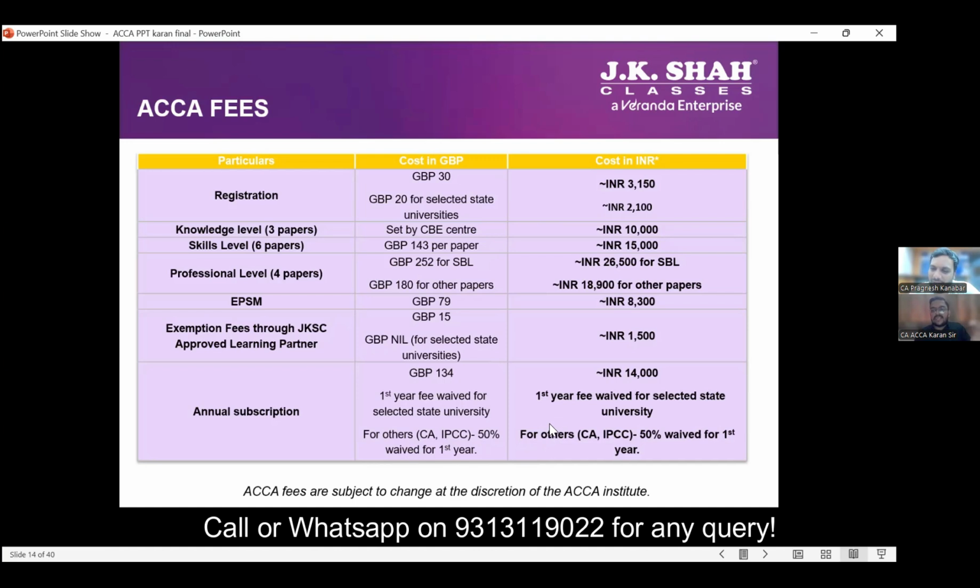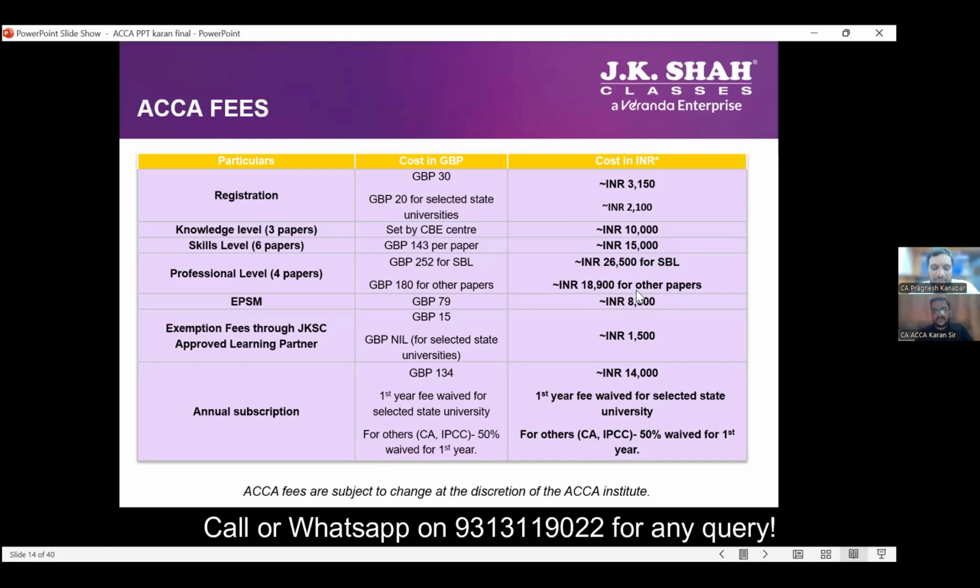Once we register immediately, you will have approximately 1.5 years, which will be more than enough to complete 4 papers. The maximum total cost on a higher side is 2 lakh rupees. At the professional level, there are 4 papers, out of which 1 paper, Strategic Business Leader, is 26,500 and the other papers are 19,000 each.